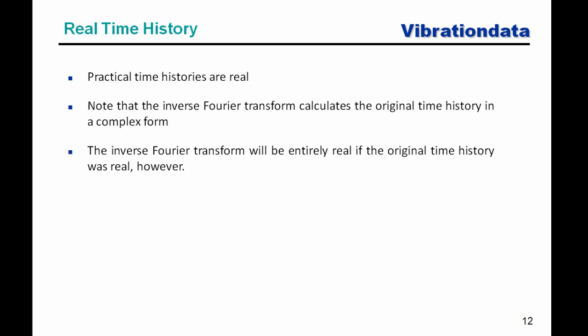Again, this is sort of a repeat of what I've already said, but it's good to review it. Practical measured time histories are always real. Note that the inverse Fourier transform calculates the original time history in complex form. The inverse Fourier transform, which is our reconstructed time history, will be entirely real if the original time history was real, however. So again, the imaginary components will all go to 0.